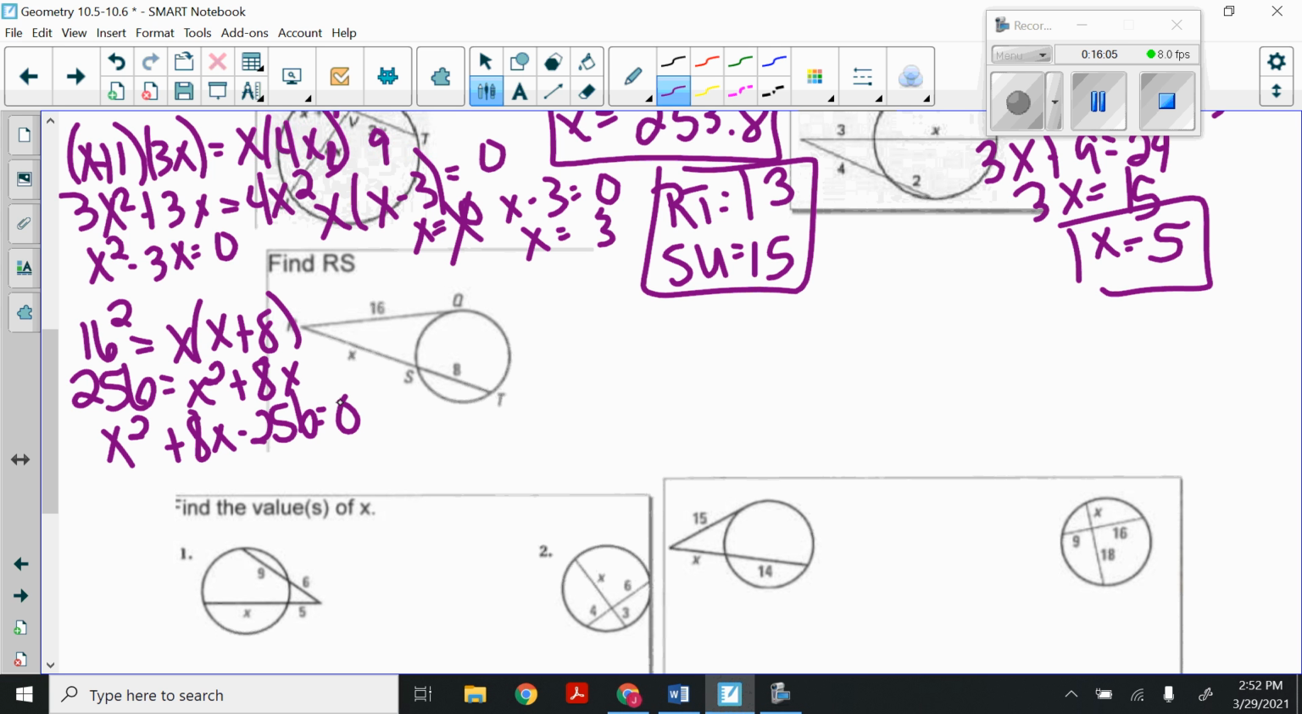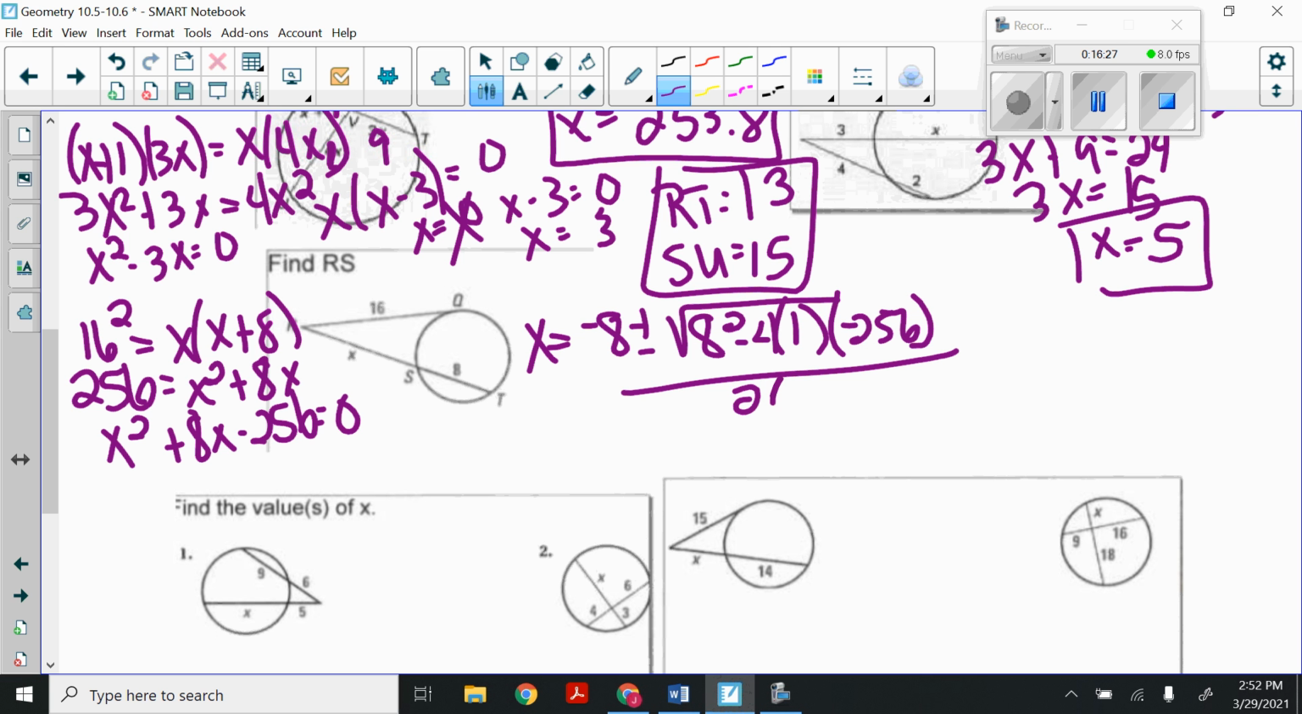This one does not factor. It's not pretty. Okay, so we can do quadratic formula. So quadratic formula says x equals negative b, so negative 8, plus or minus the square root of b squared, so 8 squared, minus 4 times 1 times negative 256, all divided by 2 times a, so 2 times 1. So I get negative 8 plus or minus the square root.